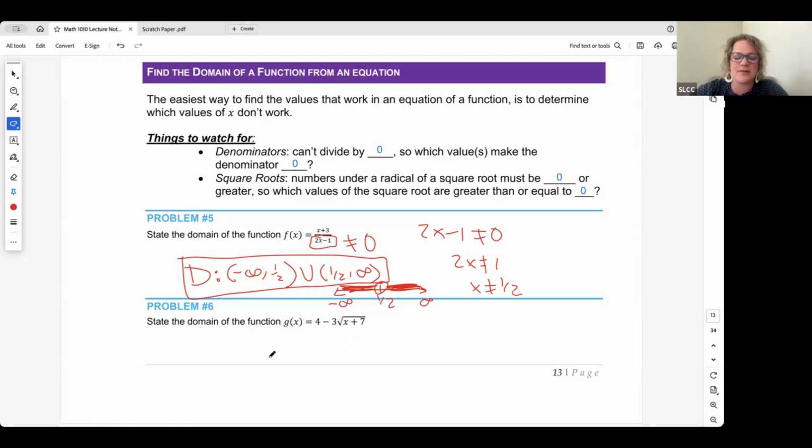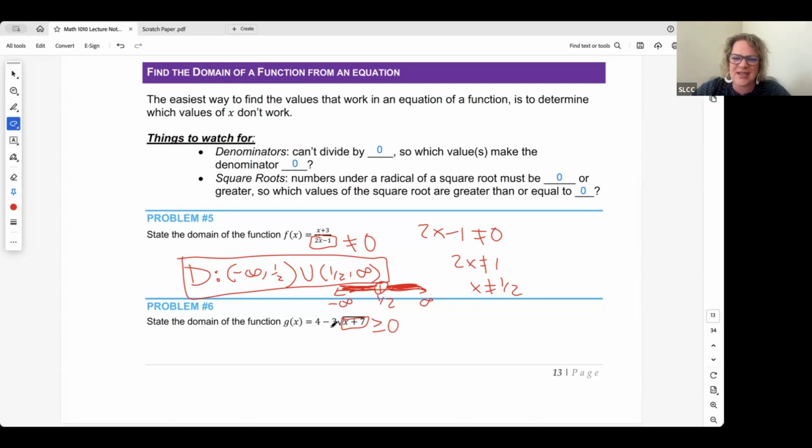Let's try again with problem 6. State the domain of the function. Now, what do I know about radicals? I need to state the domain in the set of reals. So whatever is under the radical should be set greater than or equal to 0.